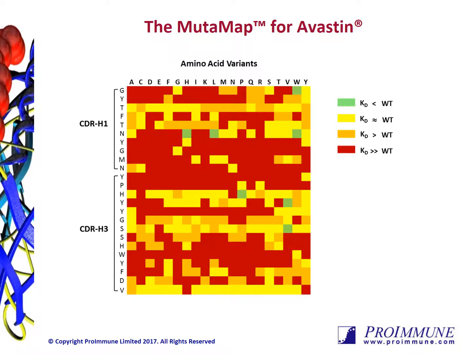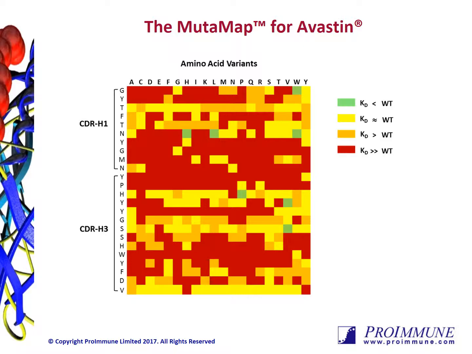Here we present, in the form of a heat map, the MutaMap for Avastin. Data shown here focuses on the CDRH1 and H3 regions of the antibody. The parental Avastin amino acid sequence is shown vertically on the left-hand side. Horizontally along the top are listed all 20 amino acid variants.